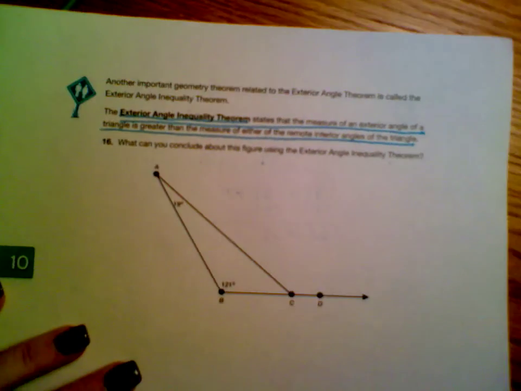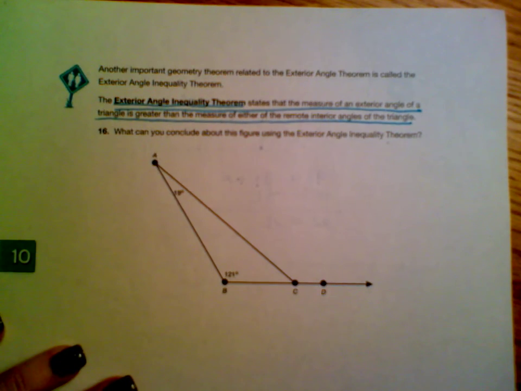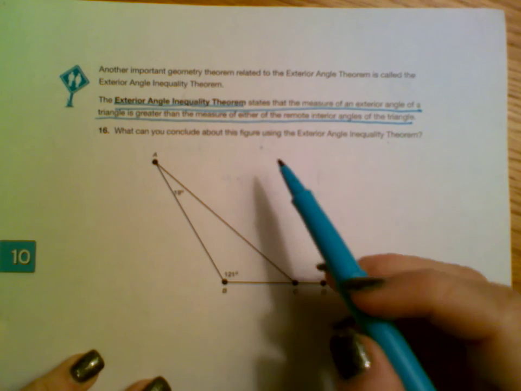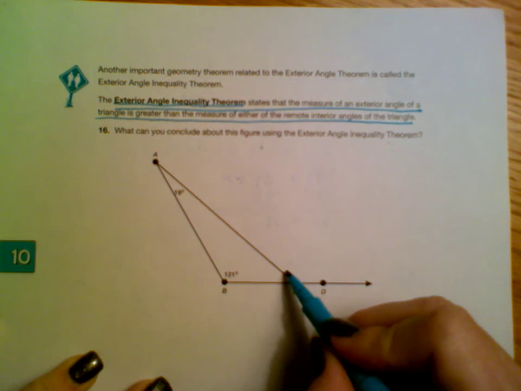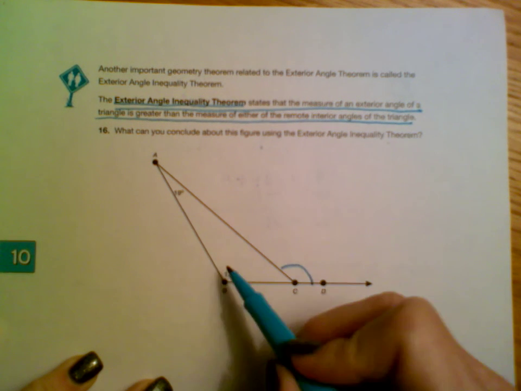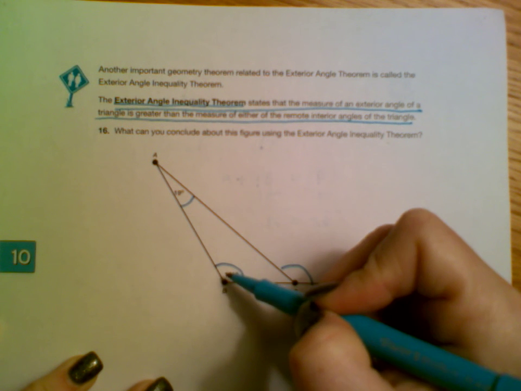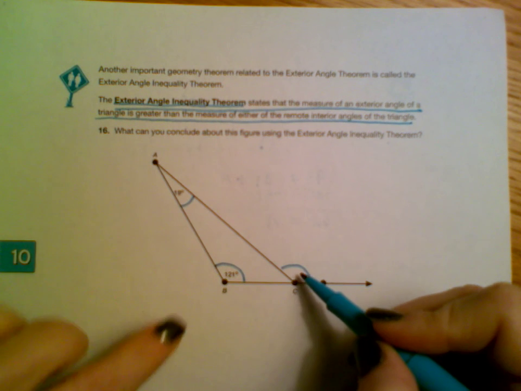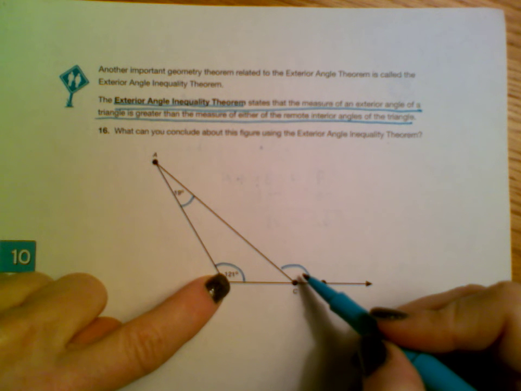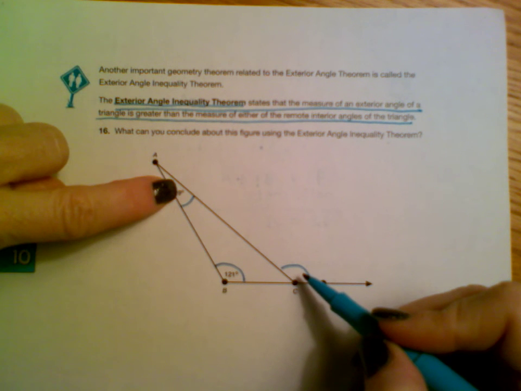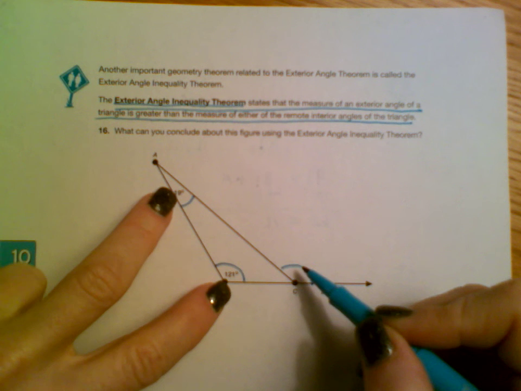Okay, the last piece should be kind of obvious. It's called the exterior angle inequality theorem. So if I think about it, this exterior angle is equal to the sum of these 2. So this angle has to be bigger than this angle. It also has to be bigger than this angle because it's equal to these 2 put together.